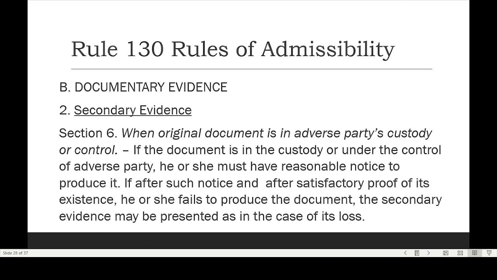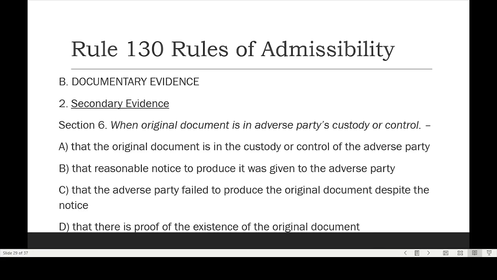Now let us proceed to section 6. Again, this is another circumstance, for instance, of exception to the original document rule, where a secondary evidence may be presented when the original document is in the adverse party's custody or control. Okay? So section 6, if the document is in the custody or under the control of adverse party, he or she must have reasonable notice to produce it. If after such notice and after satisfactory proof of its existence, he or she fails to produce the document, the secondary evidence may be presented as in the case of its loss. Okay, so let's dissect it.